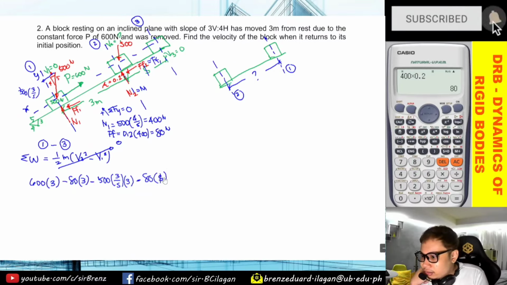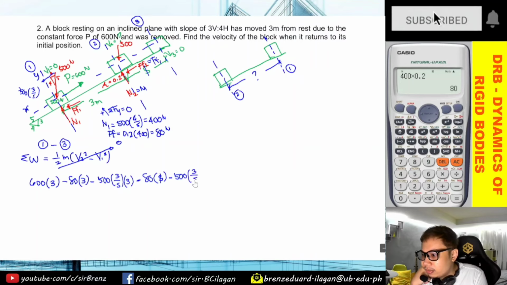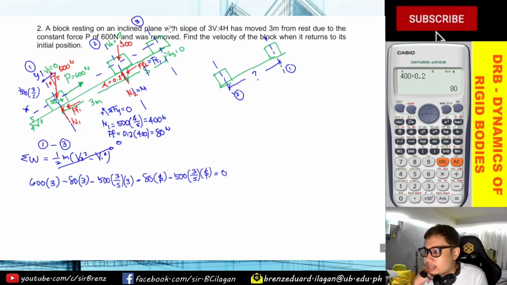Okay, so in case you get confused, I moved it down. So, minus, again, we still consider the x component of the weight. So, minus 500 times 3 over 5 multiplied by S is equal to 0. And so, with this, we can compute the distance S.